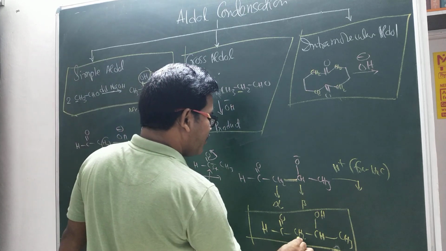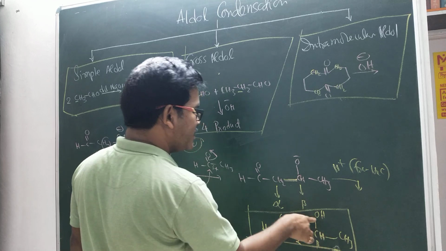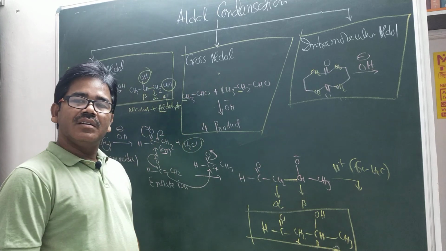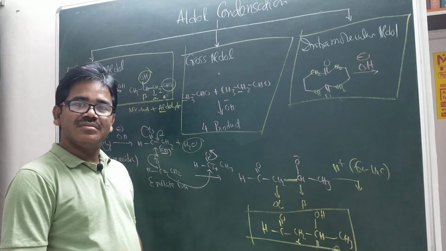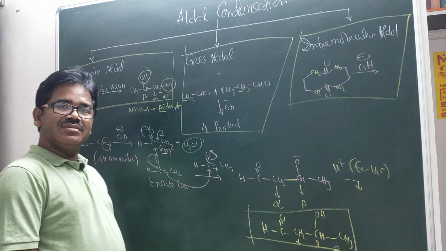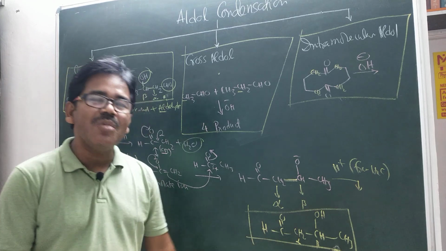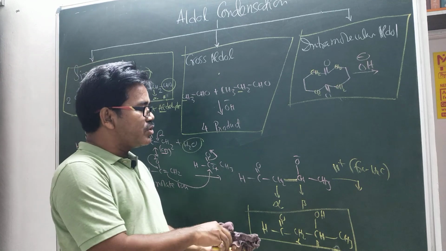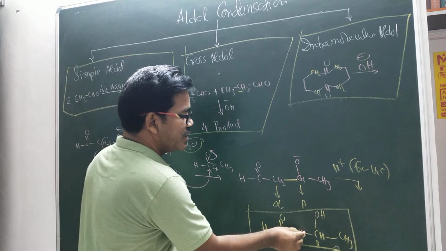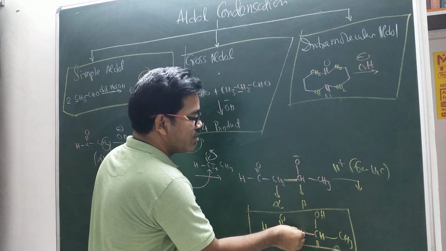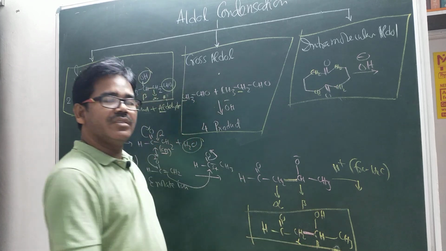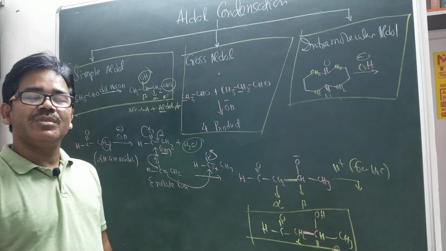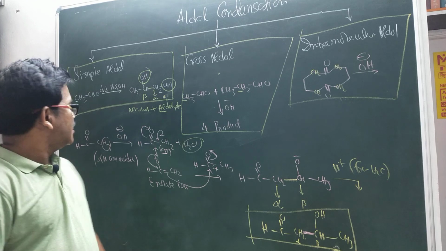This is alpha carbon. This is beta carbon. This is called beta hydroxy carbonyl compound. Could you follow? Beta hydroxy carbonyl compound. New carbon-carbon bond formation takes place between alpha and beta carbon.